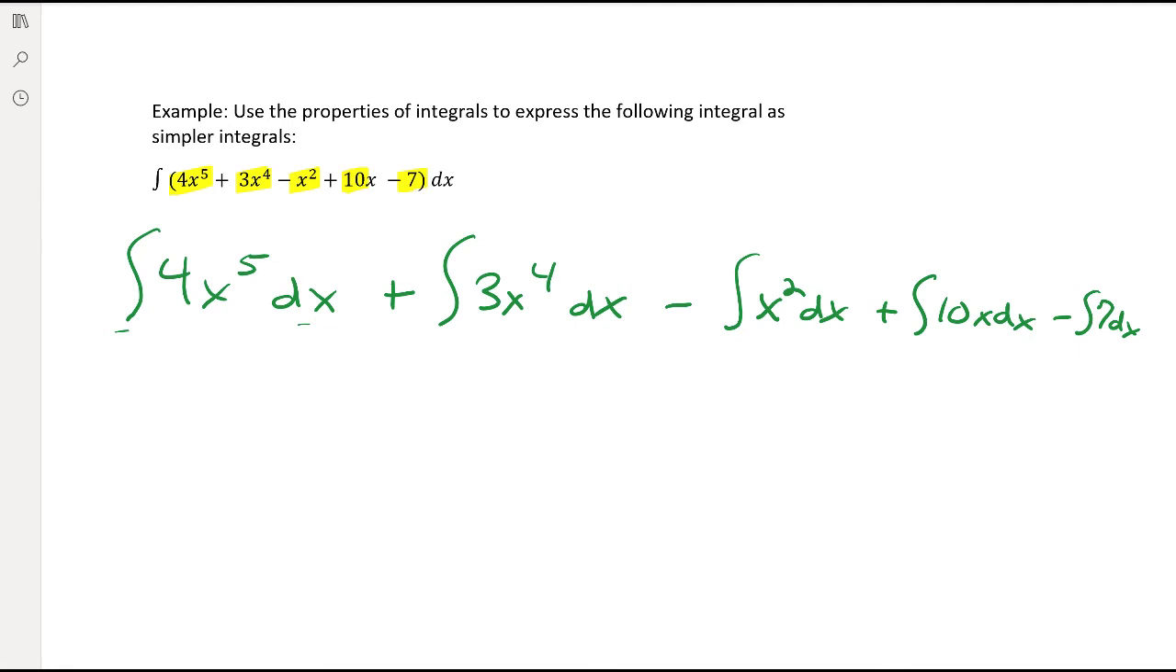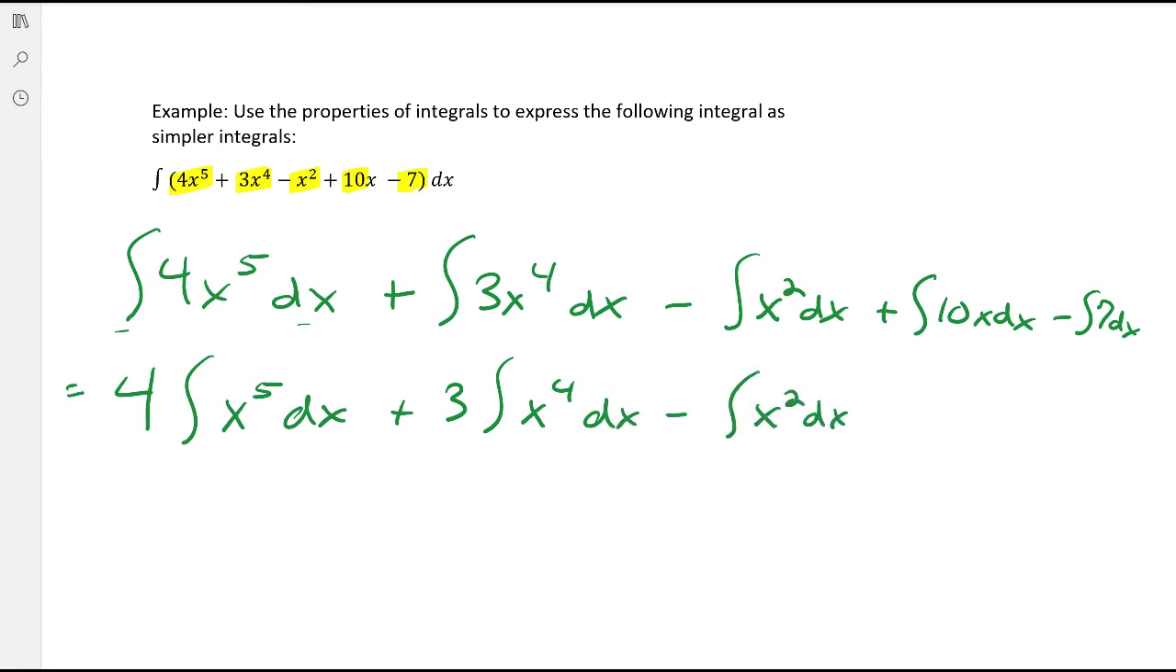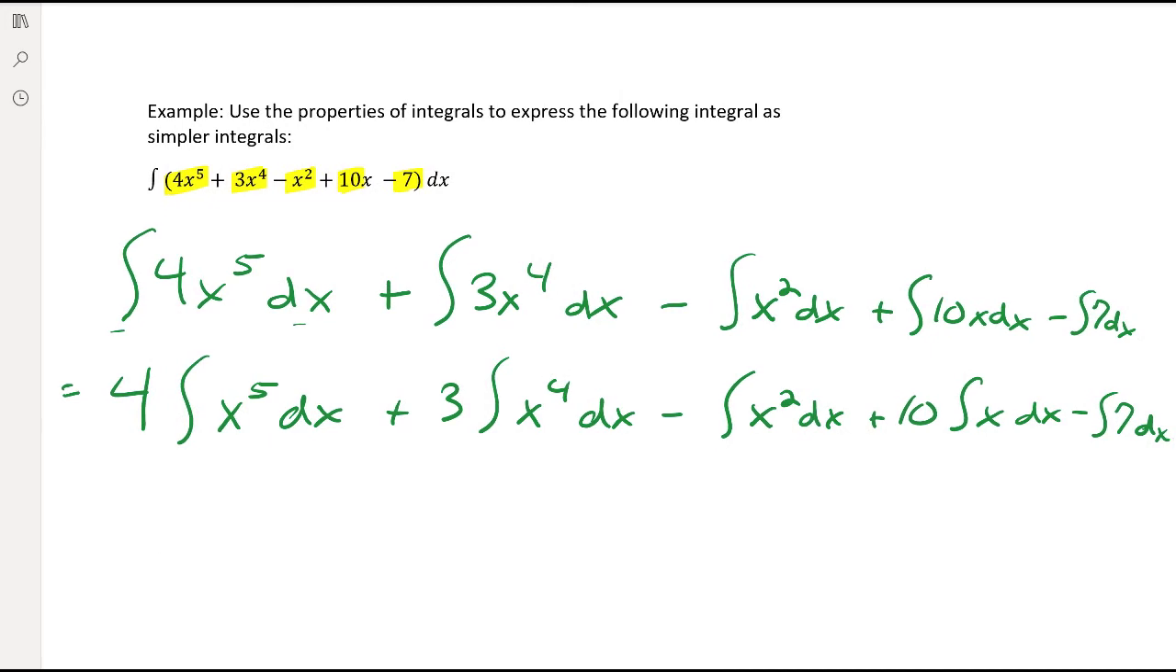And now we're going to apply the constant rule, which says if you have a constant multiple, you can pull that outside of the integral. That's what it's really saying. So this equals, for the first integral, I can pull out that 4 because it's a constant multiple. So it's 4 times the integral of x to the 5th dx plus 3 times the integral of x to the 4th dx minus the integral of x squared dx, because there's no constant to pull out, plus 10 times the integral of x dx, and minus, and in your homework, they actually keep the 7 inside. If it's just a constant, they keep it in there. But if we wanted to, we could pull out the 7 and have a 1 dx there. But for your homework, they're going to have it written like that.